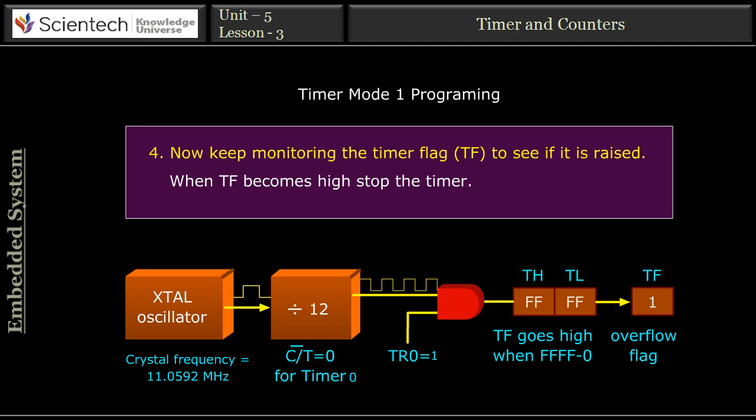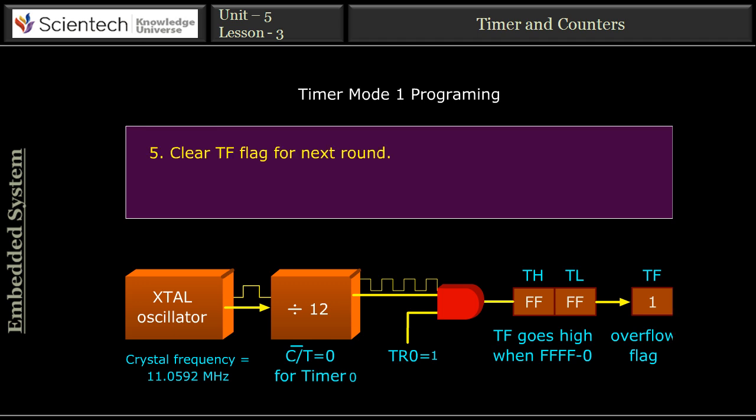Now, we see it in an animation. After a clock signal is applied by the crystal oscillator, TL starts its count from the initial value which is set, that is, F2, and counts up to the final value which is set in the TH register, that is, FF. When TL becomes equal to the value of TH, the overflow flag TF goes high, as we clearly see in the animation. Clear the TF flag for the next round.